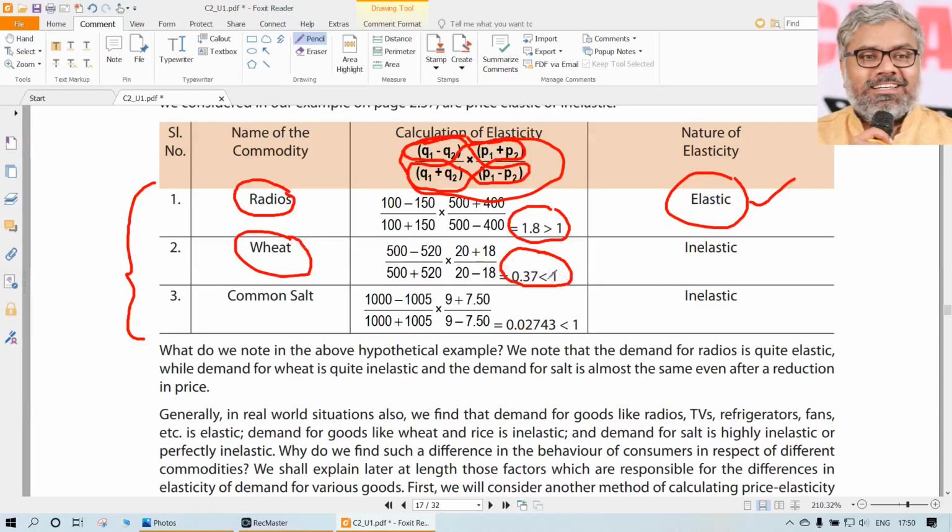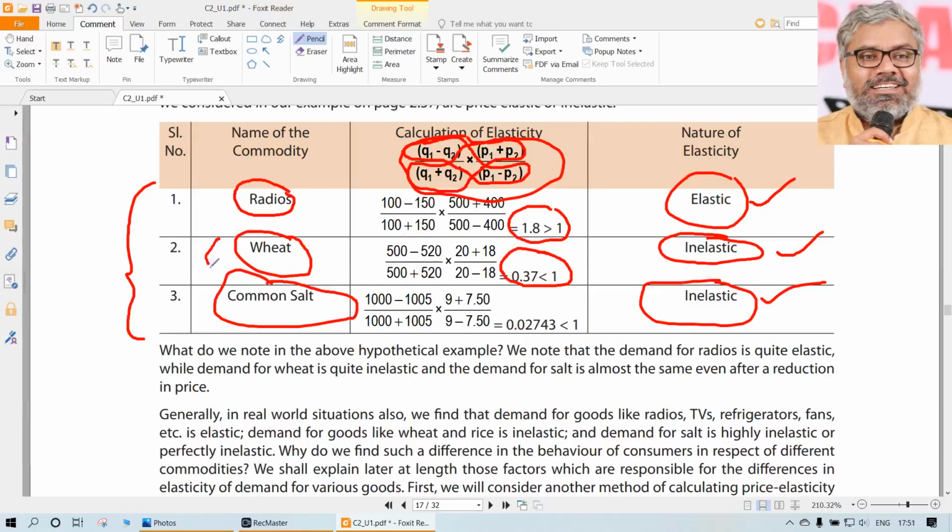Wheat having an elasticity of less than 1 means we can say wheat is relatively inelastic. The same is true of salt, it is relatively inelastic, almost as good as 0. If you do the formula and substitute the numbers, the final elasticity of demand for salt is 0.02743 something, almost equal to 0. We cannot say perfectly inelastic because it is not equal to 0, but definitely it is more inelastic.